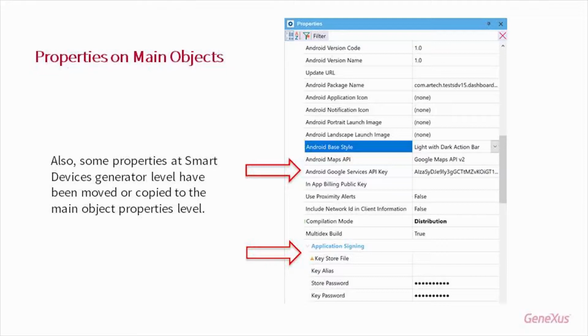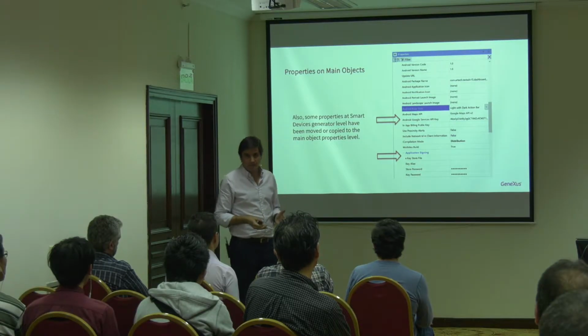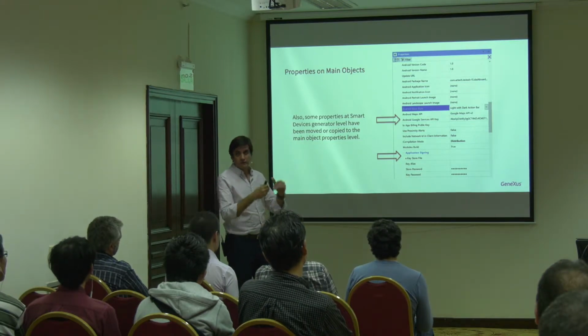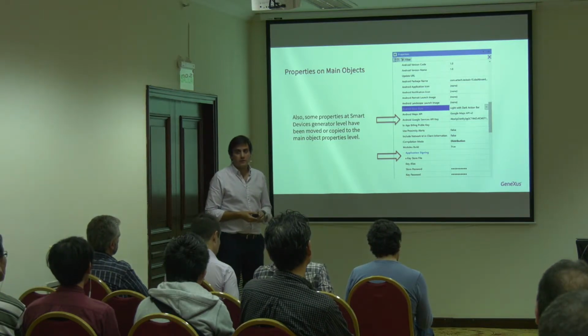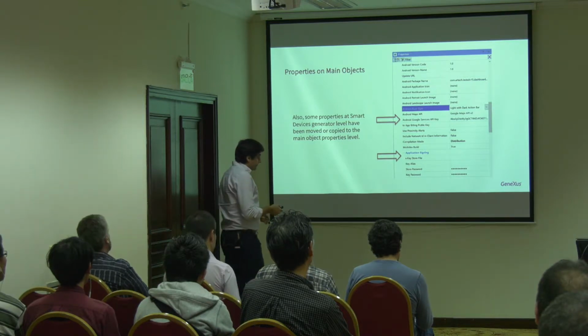Some were elsewhere. For example, all of the configuration of the Android mapping or the Maps API used to be at the level of the generator. They were configured in the Android generator, as well as the credentials to sign the application. All these properties were generic and at the level of the generator. They were generic for that environment, but now they can be configured at the level of the menu. So it's a possibility of having different mains with different properties, and this requirement came up from various scenarios.